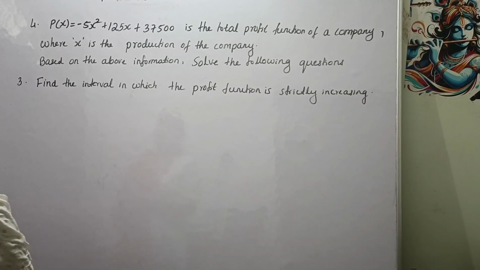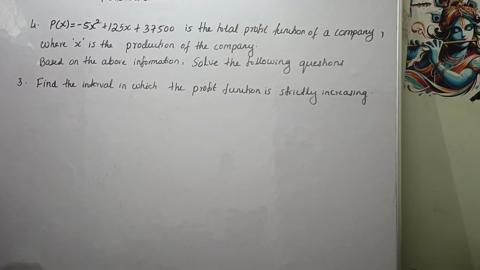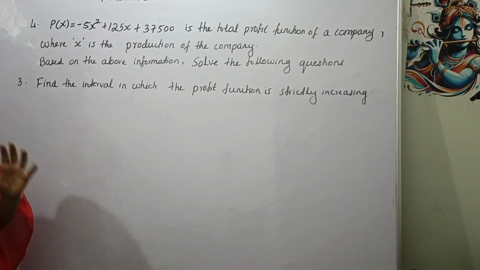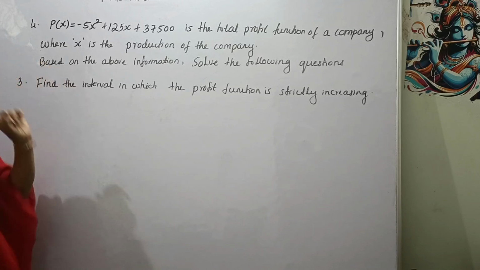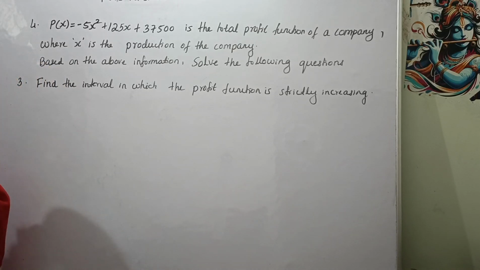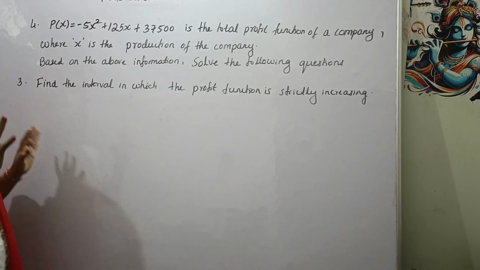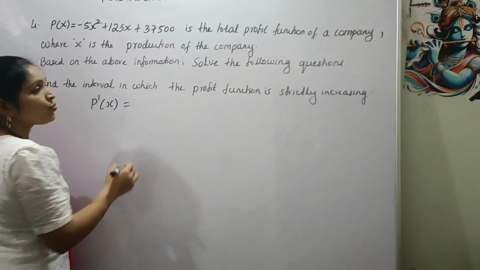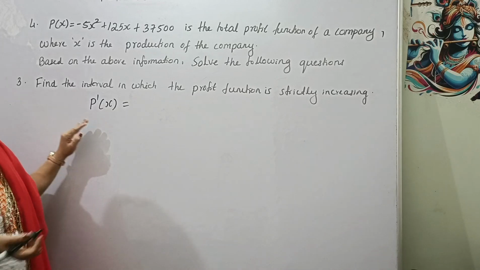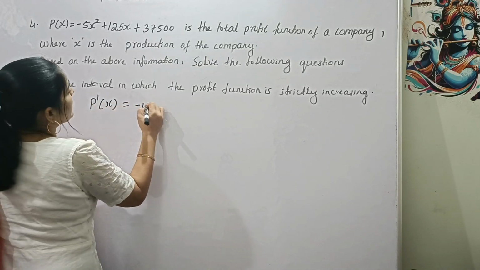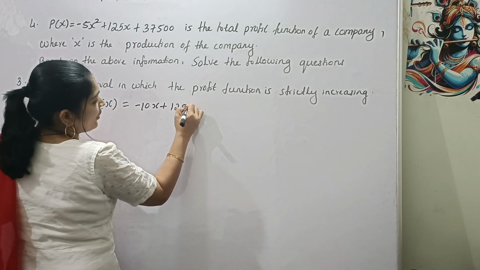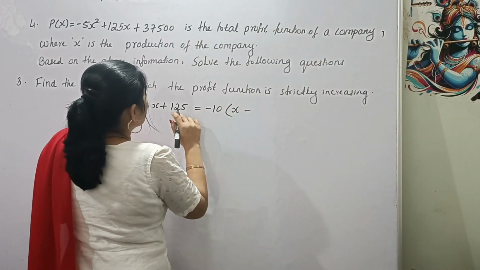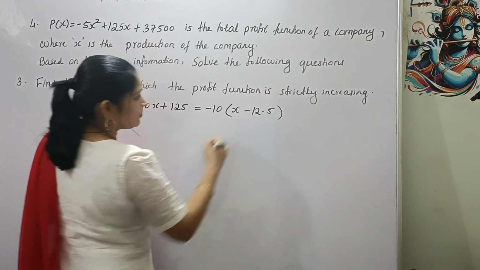Third question is, find the interval in which the profit function is strictly increasing. So here we have to find the interval in which the given function P of x is strictly increasing. For that we have to find the critical points, right? So first of all we have to find P dash of x, that is the derivative of the given function with respect to x. P dash of x is equal to minus 10x plus 125. Take minus 10 outside, so minus 10 into x minus 12.5.